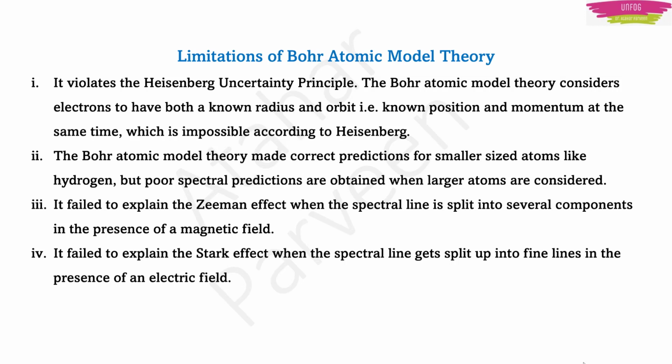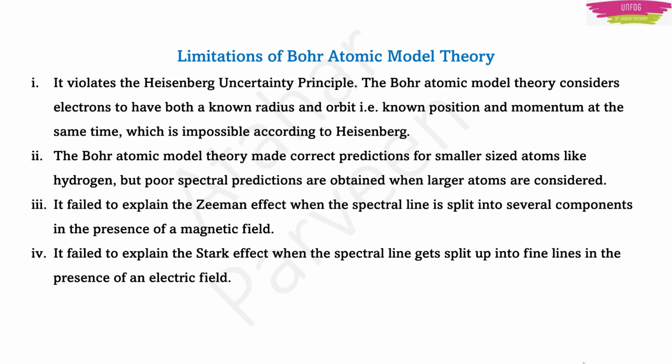Next is that Bohr's atomic model theory made correct predictions for smaller sized atoms like hydrogen, because it took the example only of hydrogen, but poor spectral predictions were made for larger atoms. Okay, when you consider the same concepts for larger atoms, predictions were not as accurate as they should be.